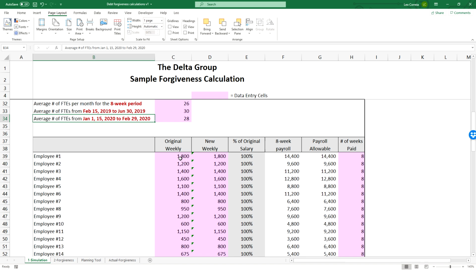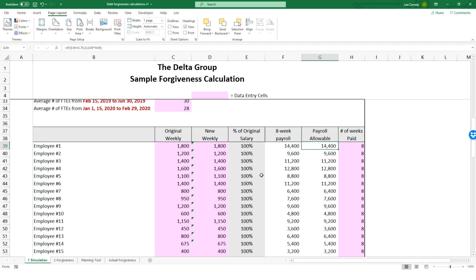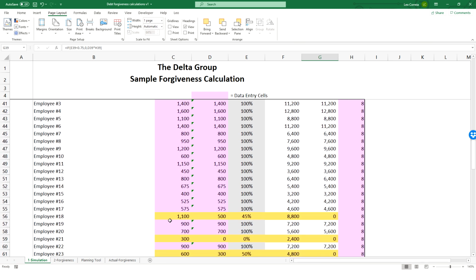For example, employee number 1, I have $1,800 as their original weekly pay. Their new weekly pay is really the weekly pay during the 8-week period. So if this person received $1,800 a week before and they received $1,800 a week now, they are at 100% of their original salary. Therefore, when we look at the payroll for the 8-week period, all of their payroll is an allowable expense.